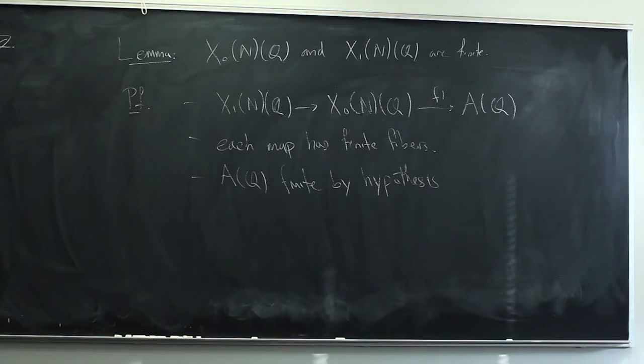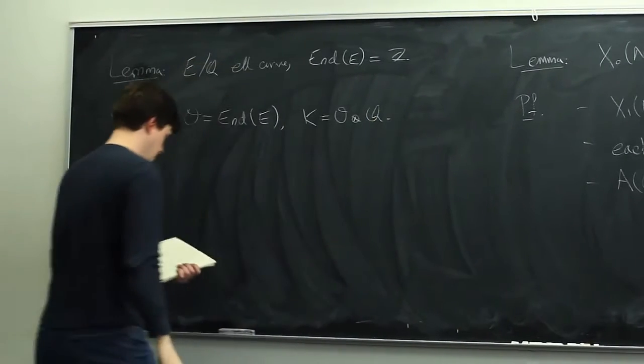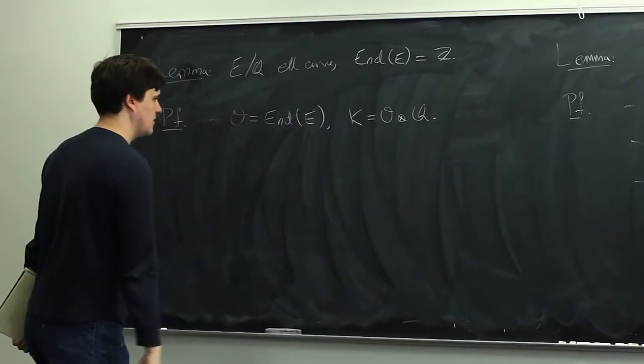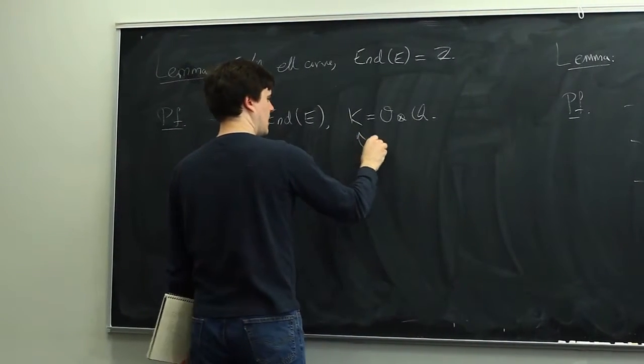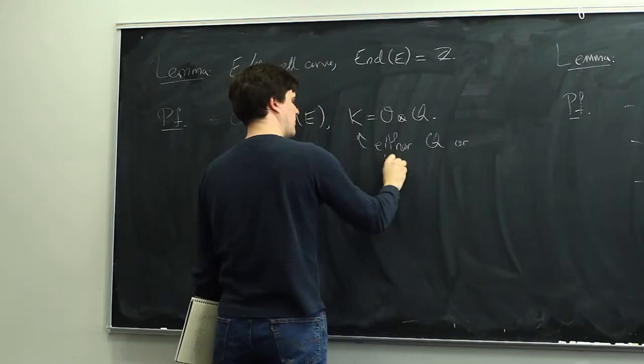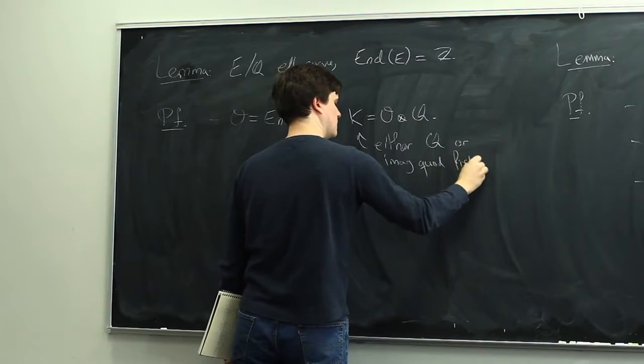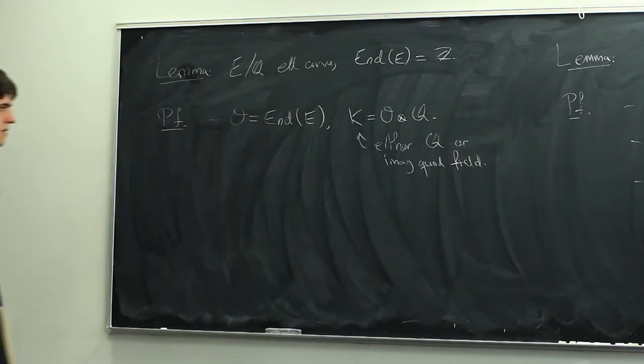And so here's the proof. Let O be the endomorphism ring, and let K be O tensor Q. So we know that this K is either Q or an imaginary quadratic field. Well, we proved that just by considering what happens over the complex numbers and thinking about C mod a lattice and what the endomorphism ring could be.